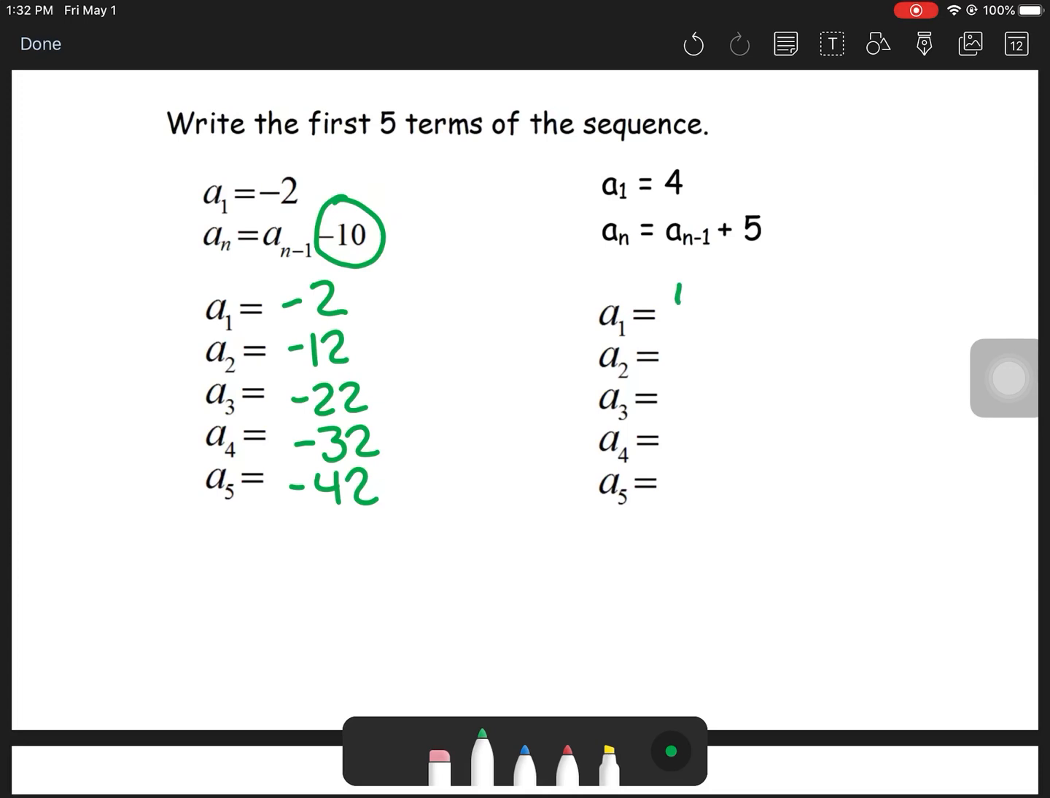In the next one, I start with 4, and this time my difference is I'm going to add 5 each time. So I take the previous answer of 4, and then I add 5. I take my previous answer of 9, and I add 5. I take my previous answer of 14, and I add 5. I take my previous answer of 19, and I add 5, and I get 24. So I'm always doing my previous answer.